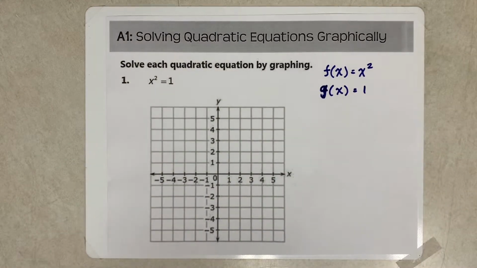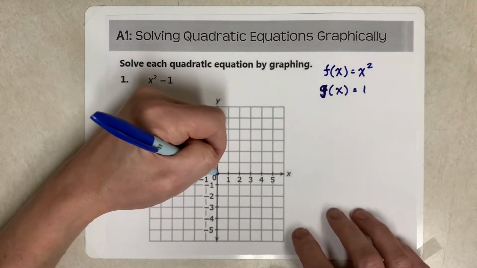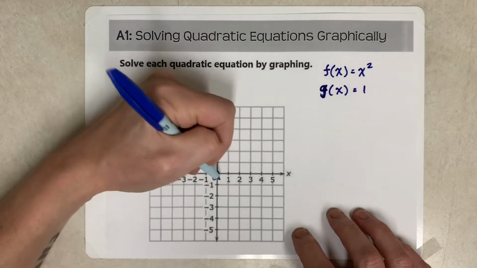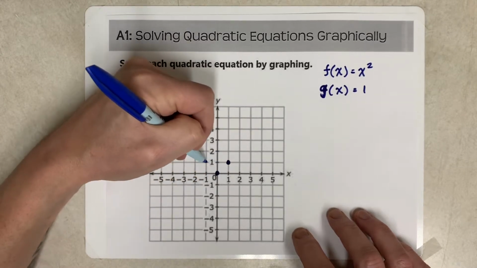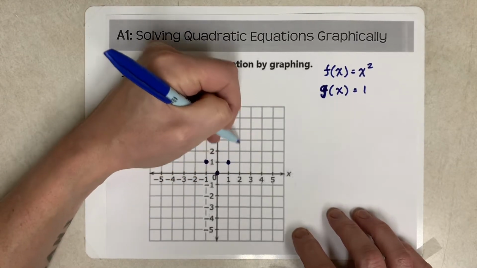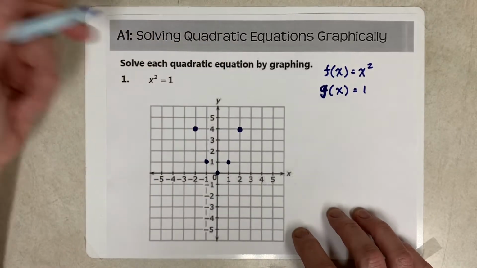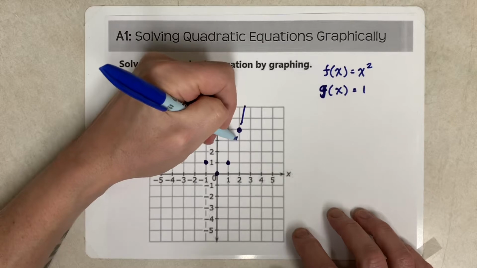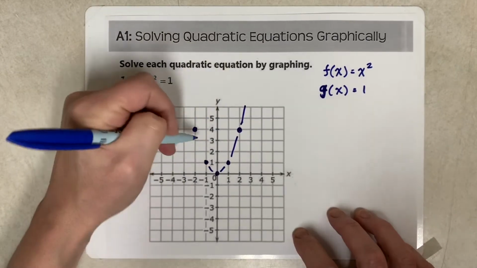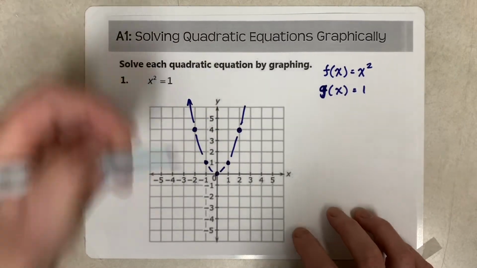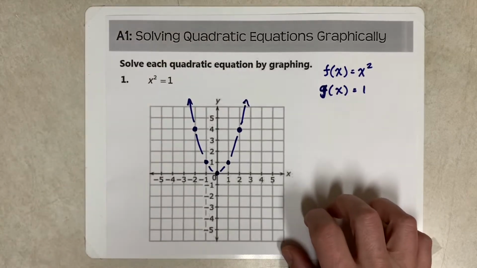So here's what we're going to do. We're going to first graph x squared. x squared has its vertex at the origin, over 1 up 1, over 2 up 4, over 3 up 9, but we can't fit that. And so we're going to now connect the points and smooth it out. Okay, so that is f of x.